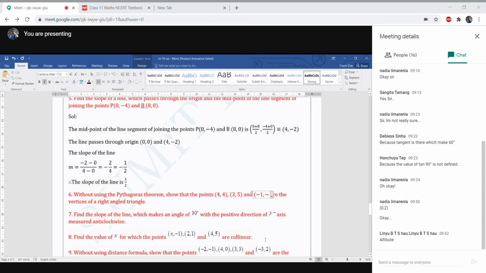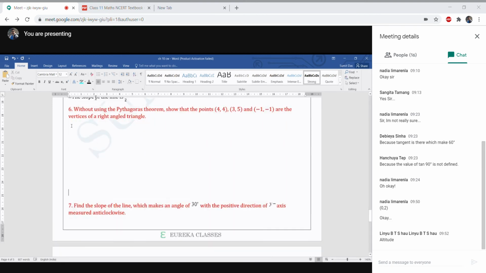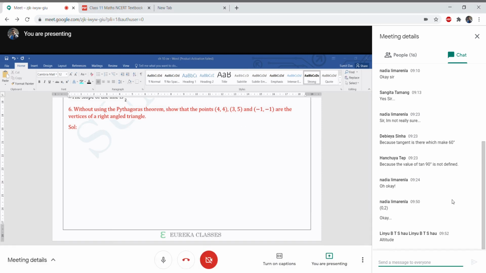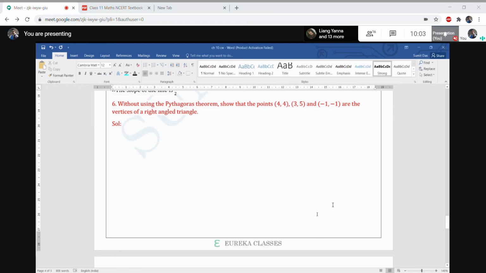Next, question number 6. Question number 6 is saying there are 3 points given. You can see we have to prove these points are vertices of a right angle triangle. How can we prove?